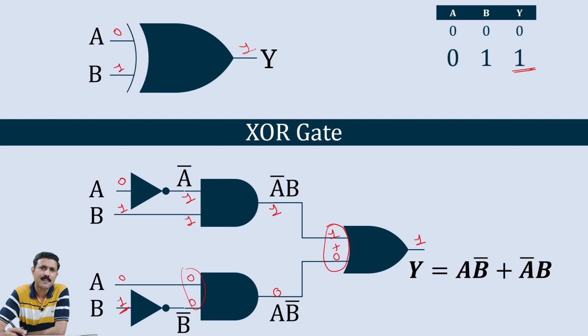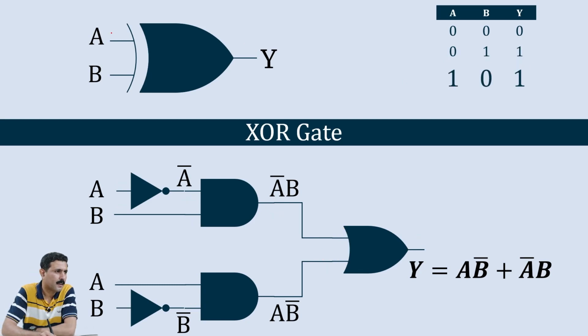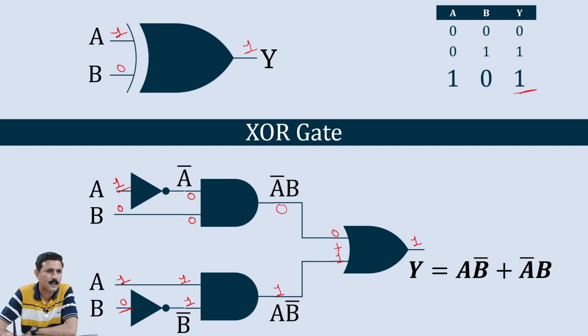Now we are going to try the third combination. Here A is 1 and B is 0 and still the output is 1. So A is 1, B is 0. The input to this NOT gate is 1, so the output would be 0. This B is 0, so the AND operation of 0 into 0 is 0. A is 1, the input to this NOT gate is 0, so the output is 1. 1 into 1 would be 1. So here we have 0, here we have 1, so 0 plus 1, the output would be 1.